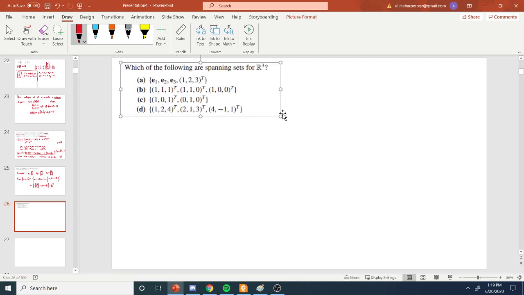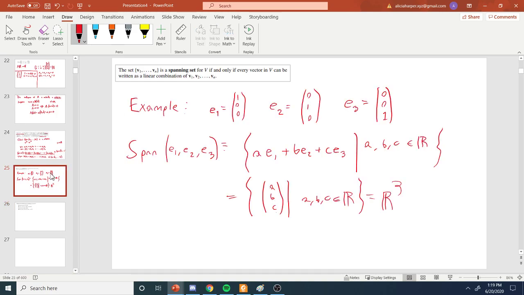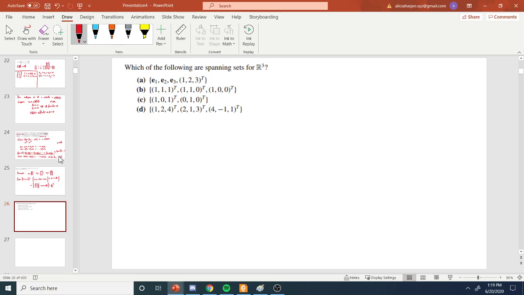Suppose we look at the following four sets, and we want to ask which of them are spanning sets. Well, I claim that A is a spanning set because we already know that every vector in R3 can be written in terms of e1, e2, e3 by our calculation right here. So that's easy.